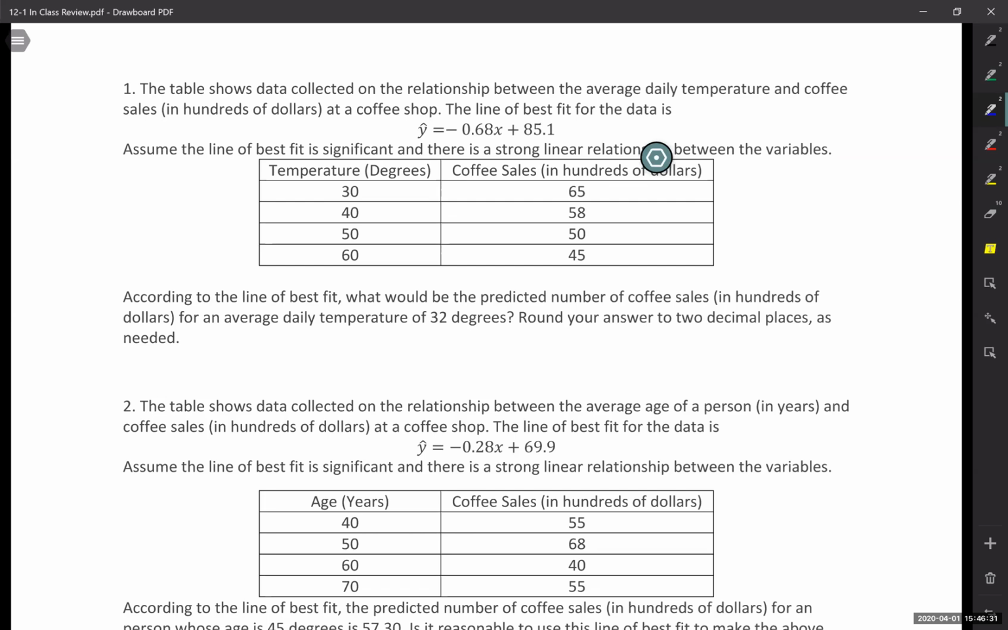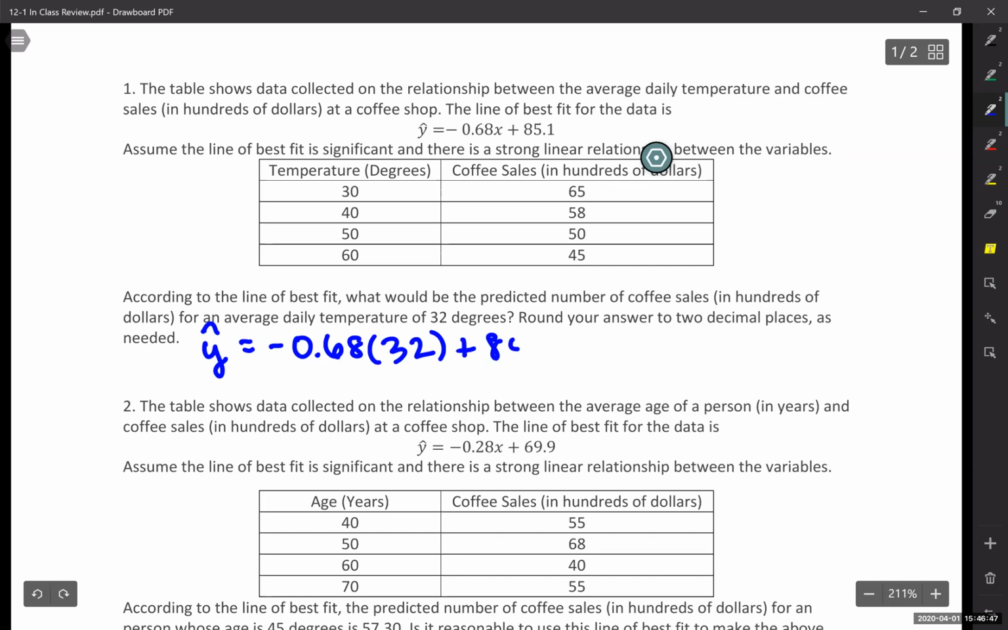So this first one, we're going to use the line of best fit, which is our y hat, and we're going to plug in 32 degrees into this problem. When you plug that into your calculator, it says round your answer to 2 decimal places, we're going to get 63.34.